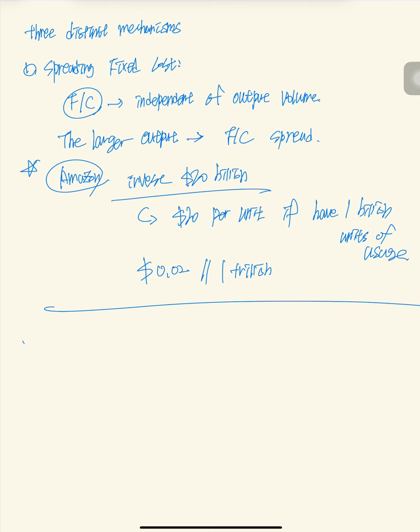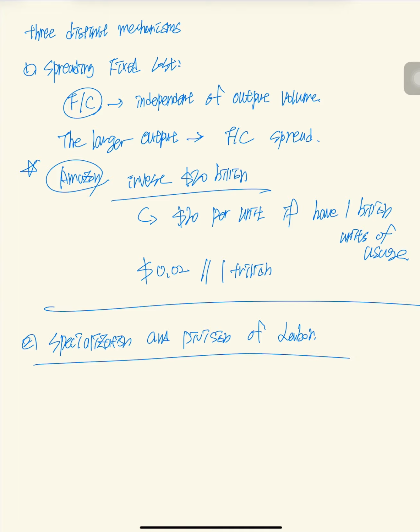And the second mechanism is specialization and division of labor. Adam Smith's legendary pin factory example in The Wealth of Nations, 국부론 in Korean, remains the most lucid exposition of this mechanism.